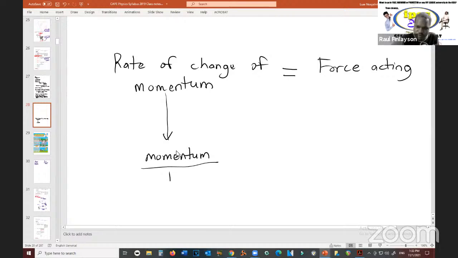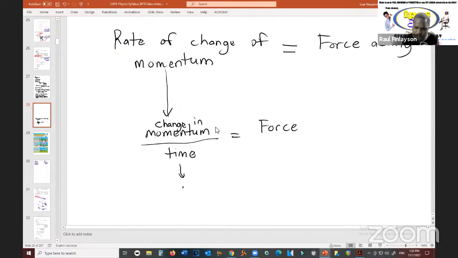So it's momentum over time that is equal to force. In fact, change in momentum over time is equal to force. All right. And another way we can write this, you'll see it in books like this.